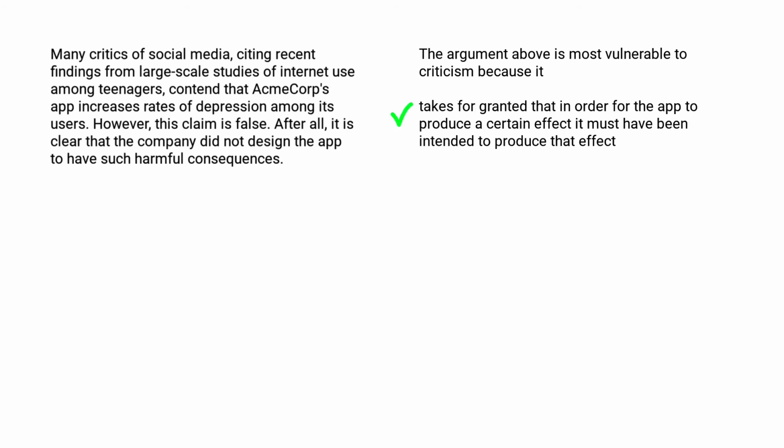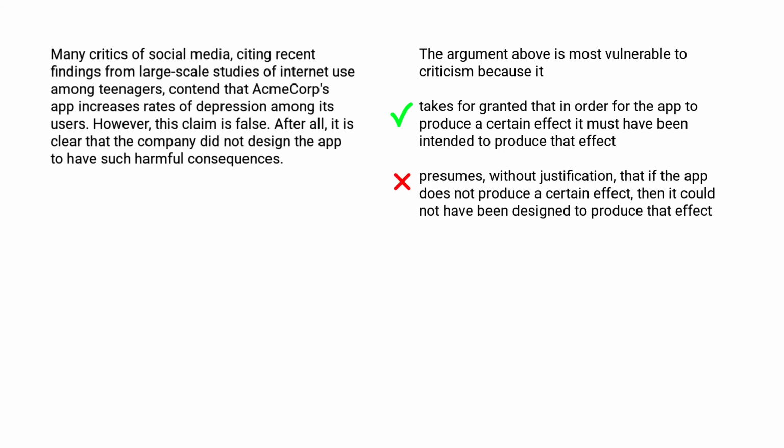And now for the fun part, we need 4 wrong answers. And I want to make 2 of them trap answers, ones that might be tempting to someone who knows what they're looking for or almost knows what they're looking for, but they might still pick these answers. So here's the first trap answer. "Presumes, without justification, that if the app does not produce a certain effect, it could not have been designed to produce that effect." Now, do you see what's going on here?